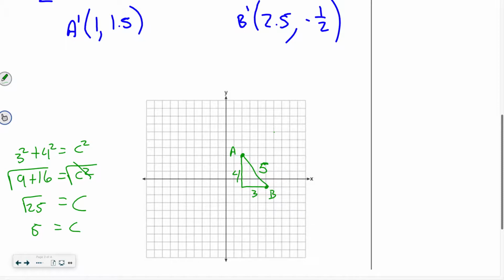Well, if that piece is 5, how do I know what A prime B prime is? Well, since my scale factor is a half, all I have to do is 5 times 1/2, and that gives me 5 over 2, which is 2.5. That is the length of A prime B prime. So if you will, in words, you would write that the length of A prime B prime is 2.5.